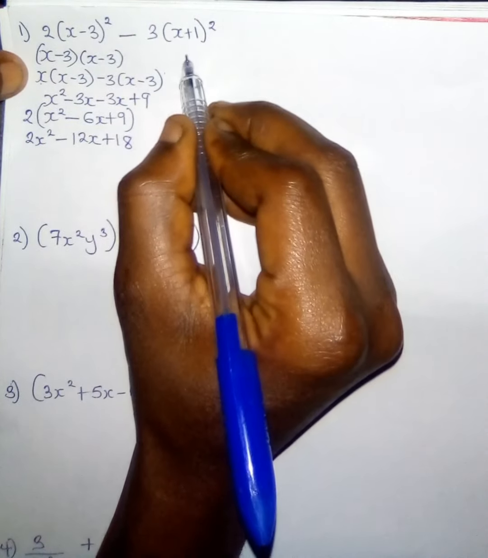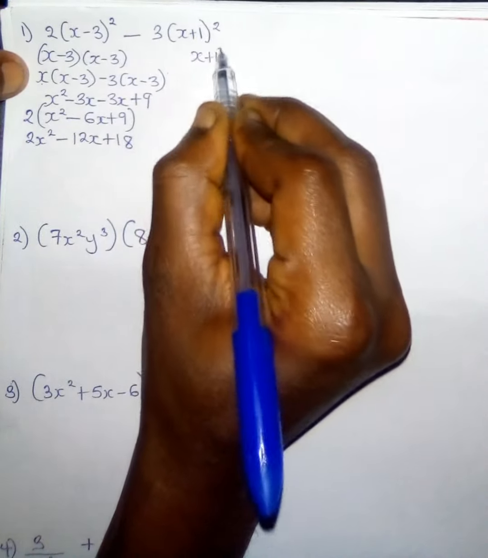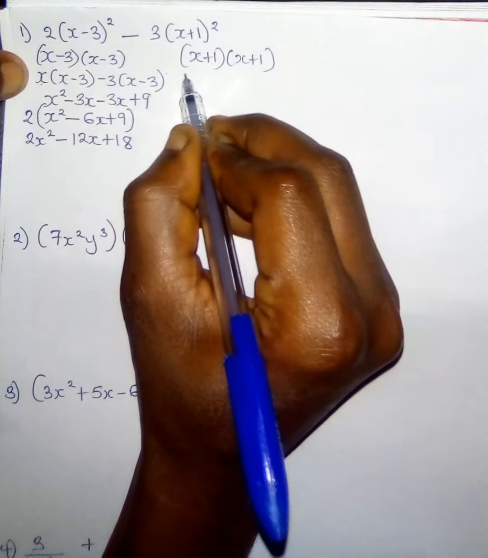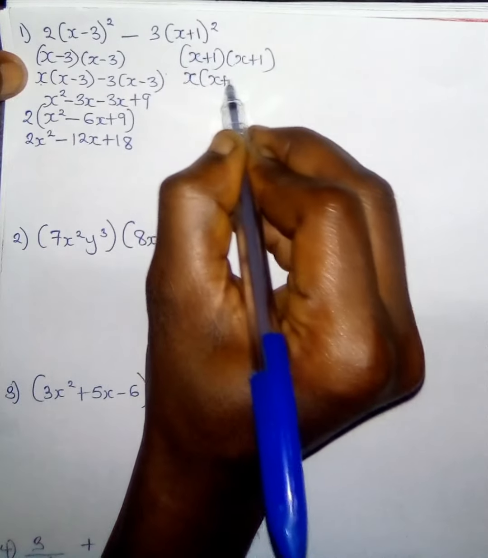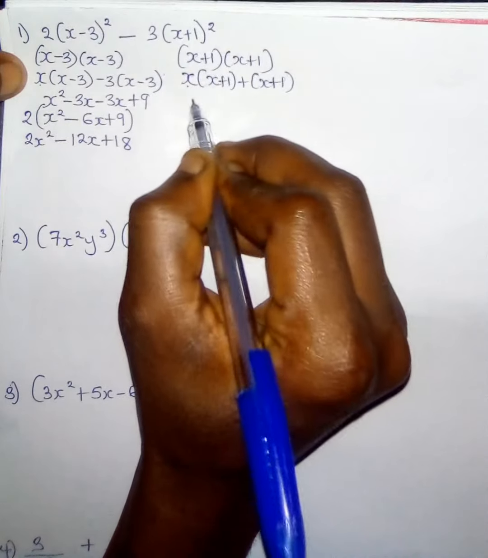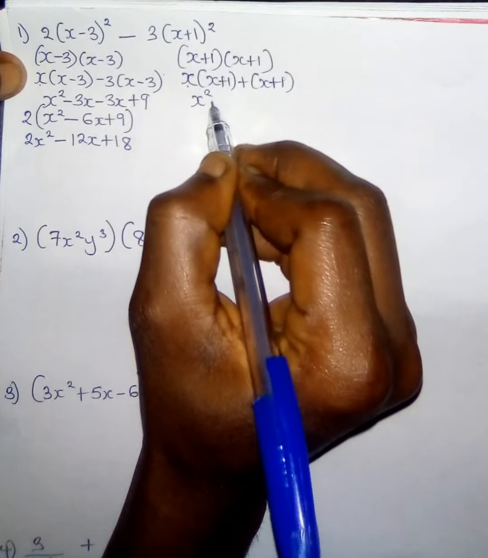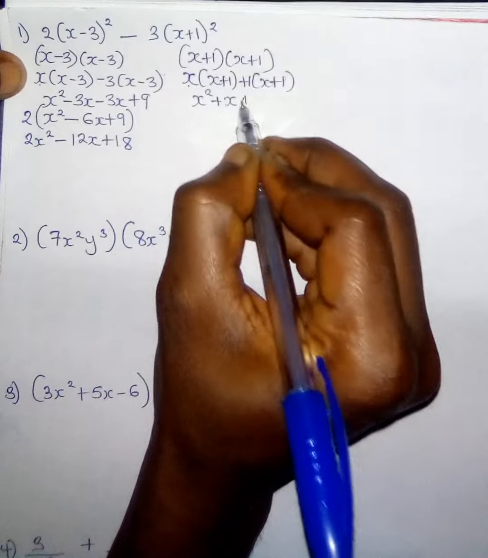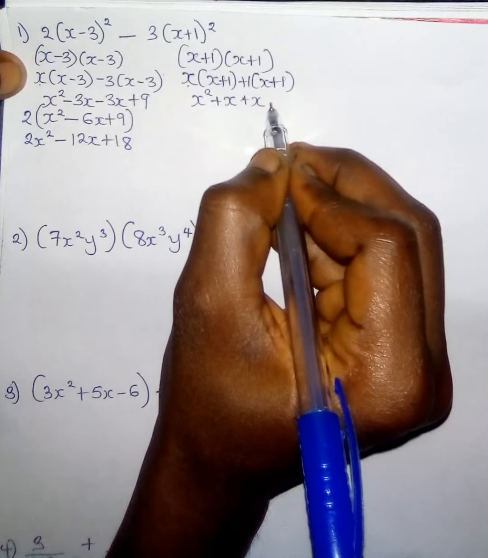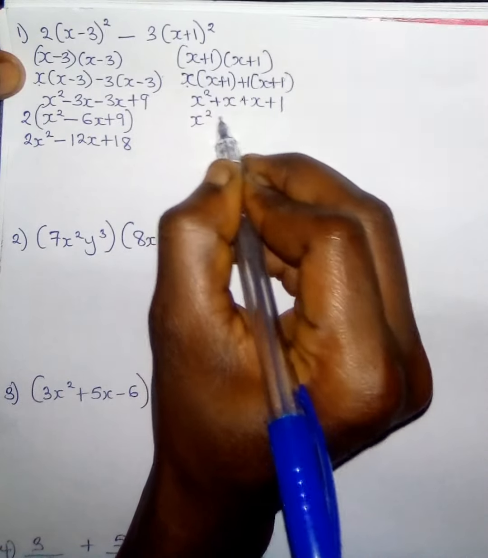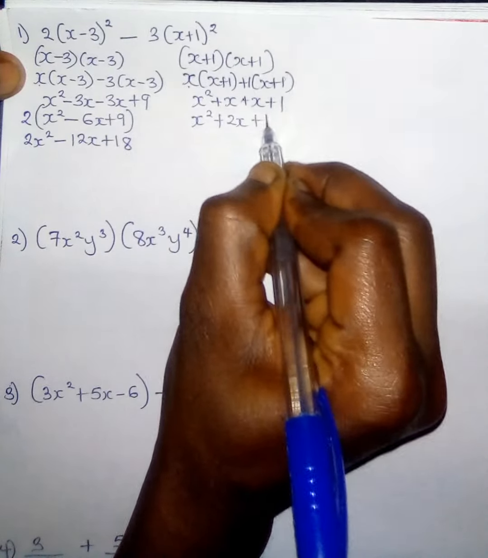(x plus 1) squared simply means (x plus 1) times (x plus 1). Now if we expand this, we have x times (x plus 1) plus 1 times (x plus 1). Now x times x will give us x squared. x times 1 will give us x, and 1 times x will give us x, and 1 times 1 will give us 1. Now if we simplify this further, we have x squared plus 2x plus 1.